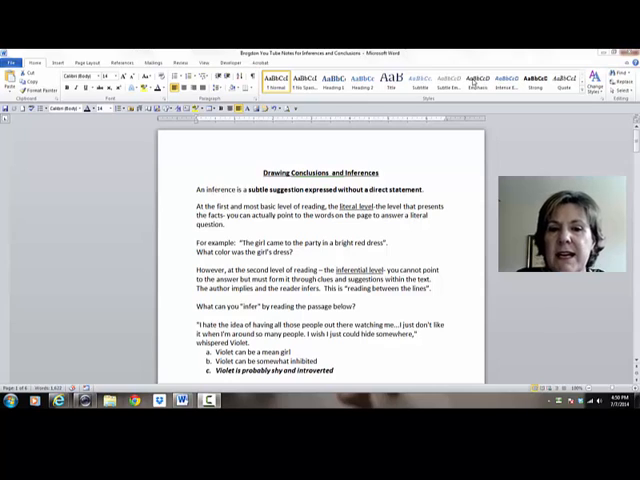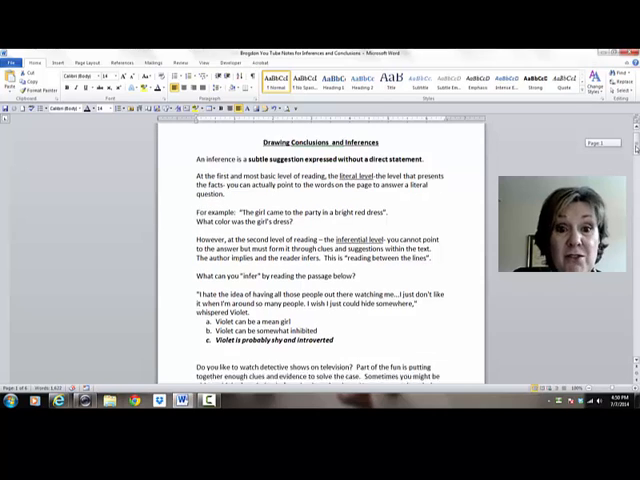What can we infer by this passage? "I hate the idea of having all those people out there watching me. I just don't like it when I'm around so many people. I wish I could just hide somewhere," whispered Violet. Well, can you infer that she was a mean girl? That she was probably somewhat inhibited? Or that she was probably shy and introverted? I think that she was shy and introverted. That's why she just wished she could be by herself.